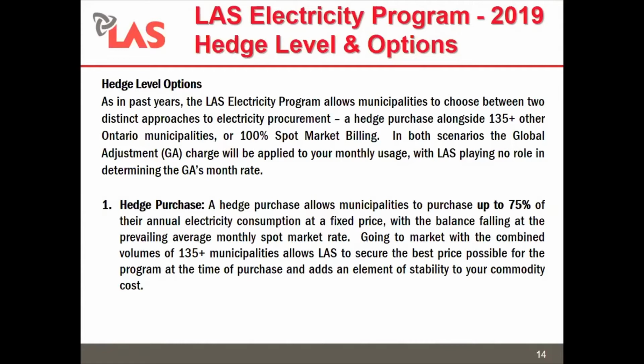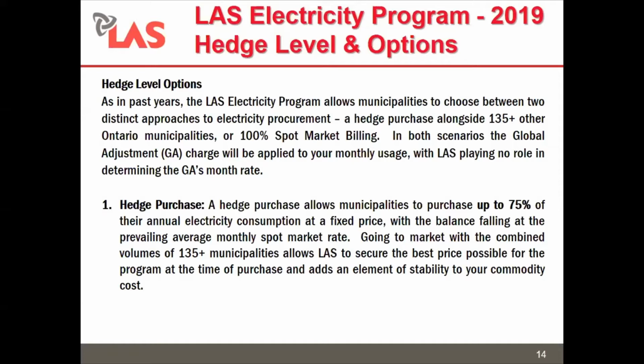So the hedge purchase, again, as I mentioned, you can purchase up to 75% of your consumption at a fixed price, and it usually runs on a calendar year. So we'll make the purchase at the end of the year, but the hedge usually applies January to December. And currently we have approximately 133 municipalities in the hedge. Oh, and I should also mention that our fees are based on megawatt hours, so our fees are $1.50 per megawatt hour.